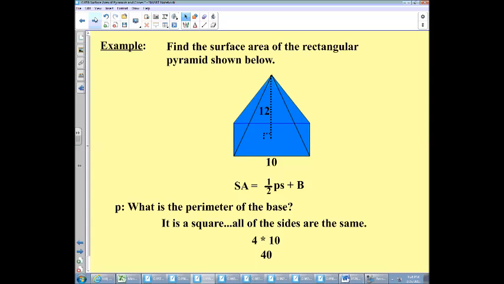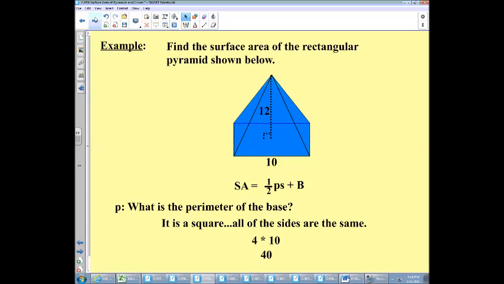Just walk through the variables and go, okay, P, perimeter of the base. Did they give it to us? If not, can I calculate it? S, slant height or lateral height. Did they give it to us? If not, can I maybe build a triangle and calculate it? Big B, chances are they're not going to give you big B. They're going to make you calculate that one.